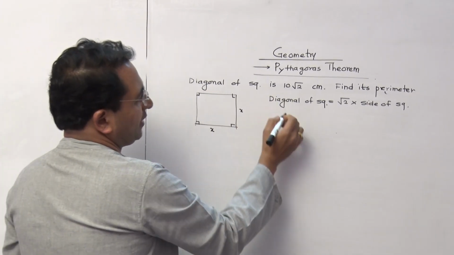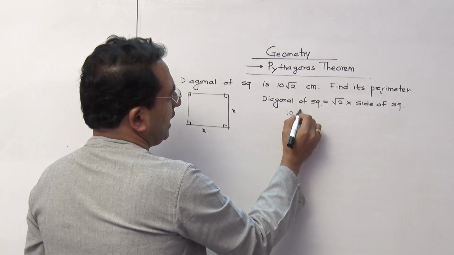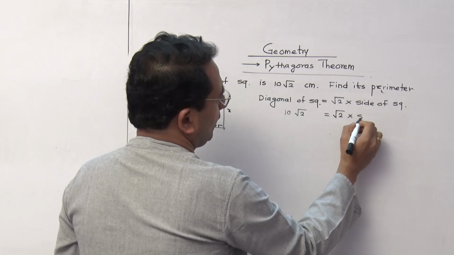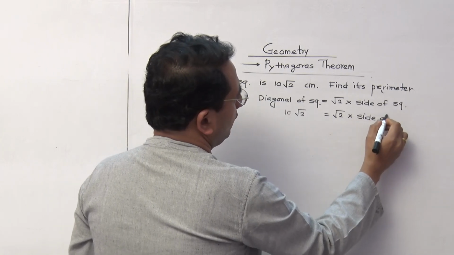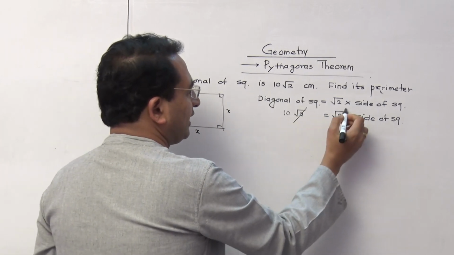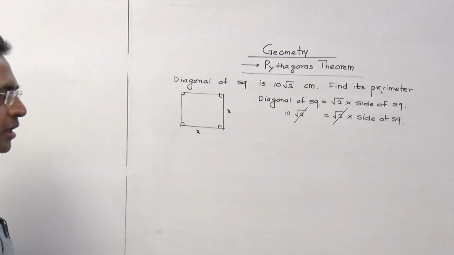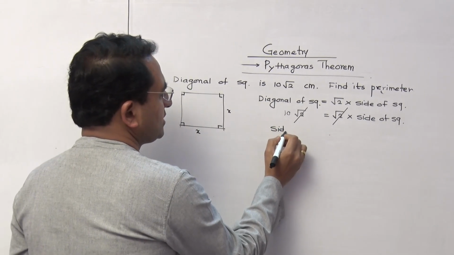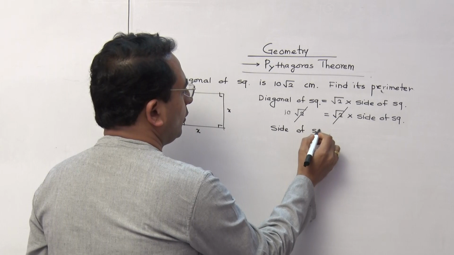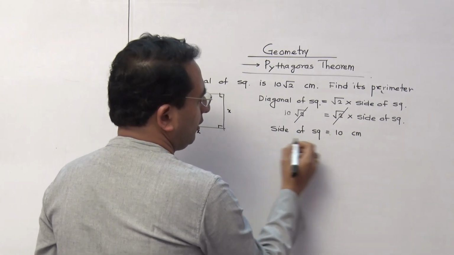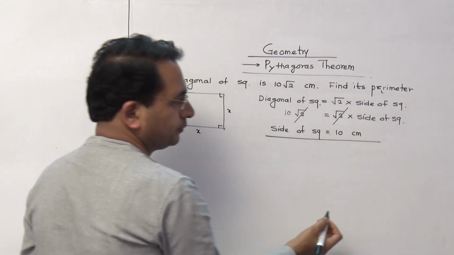Now if I write 10 root 2 here, and the right side is root 2 multiplied by side of square, then this root 2 will get cancelled. And what will happen? You are going to get the end result as side of square is equal to 10. Whatever unit you have to write, centimeter.